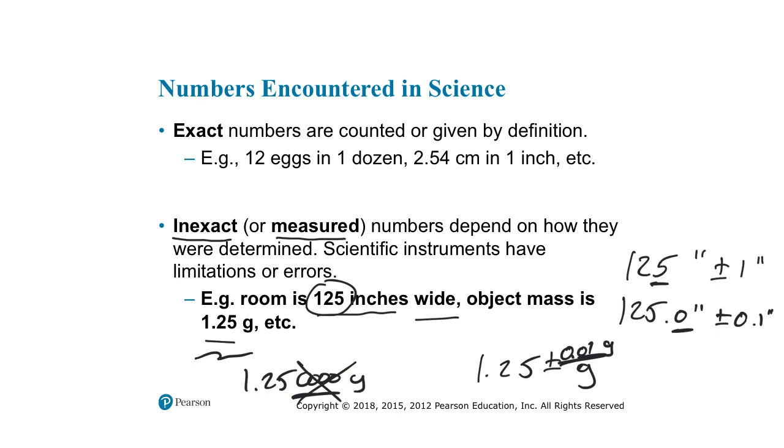So then the real issue starts when we start doing calculations with measured and inexact numbers. We have to worry about how this impreciseness carries into the results of our mathematical calculations. But we'll get into that as we go along through this discussion of what we'll call significant figures.